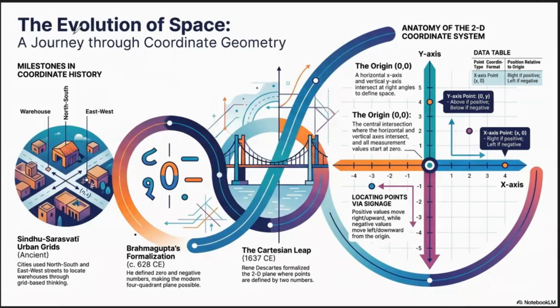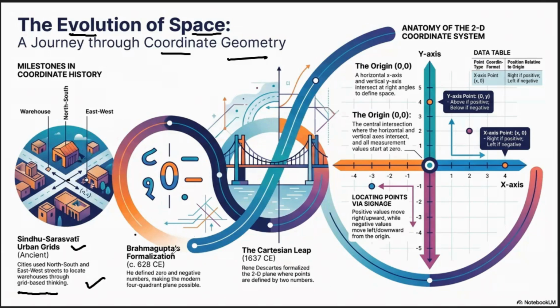The evolution of space, how it happened, or the journey through coordinate geometry. Here you can see, first of all, as we have seen just now in the previous flow chart, the Sindhu Saraswati urban grids. In Sindhu Saraswati, they used these urban grids. So cities used north, south, and east, west streets to locate warehouses through grid-based thinking. Now you can see here the center, and then the warehouses were made like that, and the directions, east, west, north, south, were given.